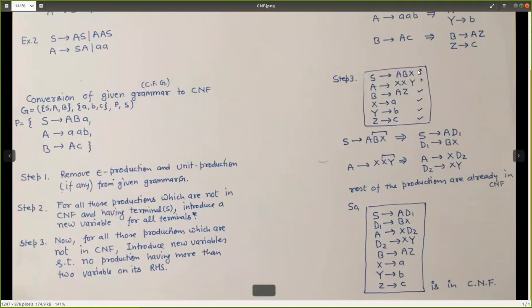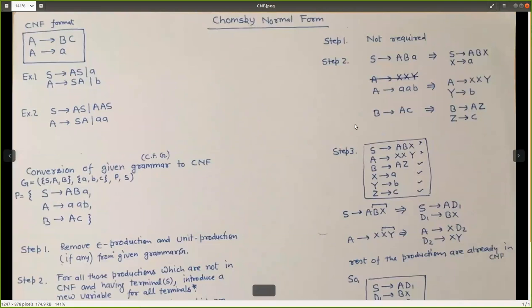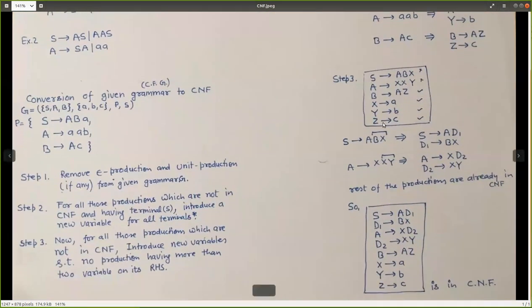Now, what step 3 says: take the output of step 2 and check which productions are not in CNF. I repeat, in step 3, we would take the output of step 2, and in these productions, we would check which productions are not in CNF.